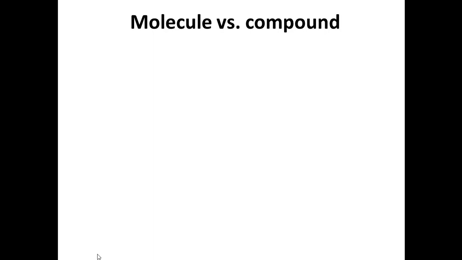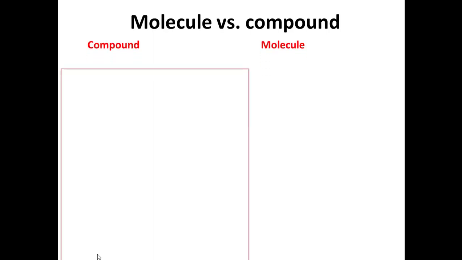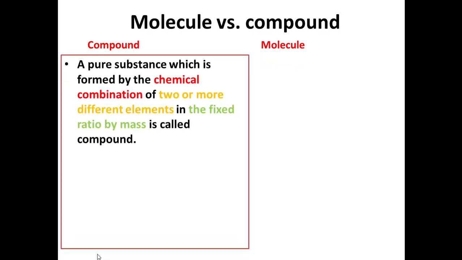So now we will discuss molecules versus compounds. What is a molecule? What is a compound? The first thing we will discuss, what are compounds? A pure substance which is formed by the chemical combination of two or more different elements in a fixed ratio by mass is called a compound. There are different components of this definition: the chemical combination, secondly, two or more different elements, and the third is their fixed ratio by mass.